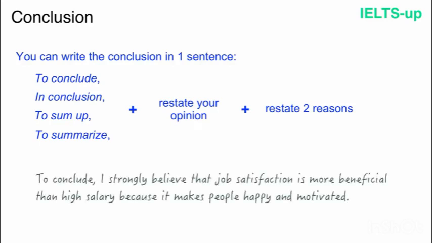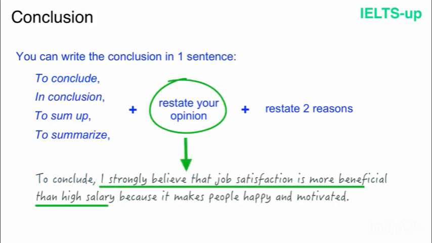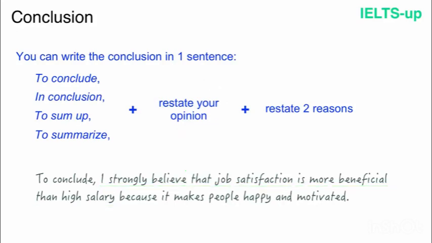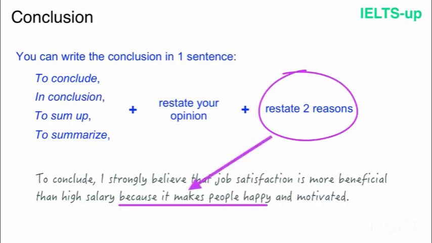To conclude, I strongly believe that job satisfaction is more beneficial than high salary because it makes people happy and motivated. As you can see, I started with the phrase "to conclude," showing the examiner that I start writing my conclusion paragraph. Then, I restated my opinion: I strongly believe that job satisfaction is more beneficial than high salary. And after that, I briefly stated the reasons for my opinion: because it makes people happy, my first reason, and motivated, my second reason.